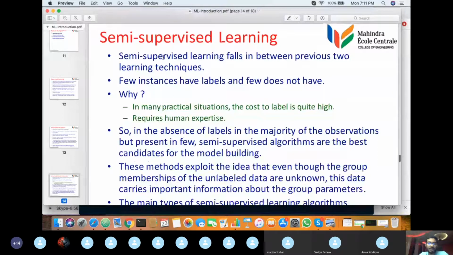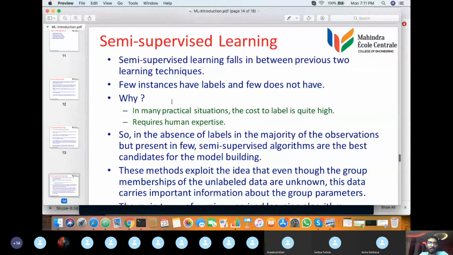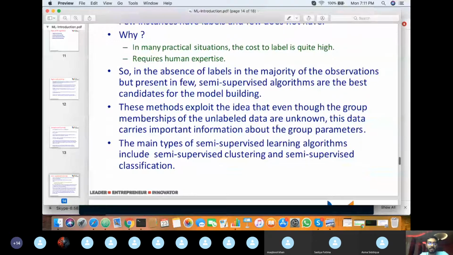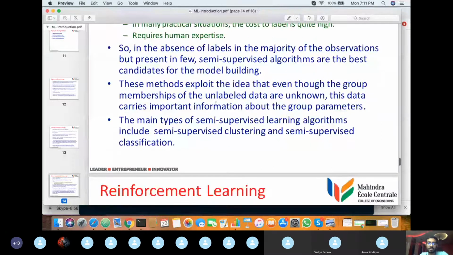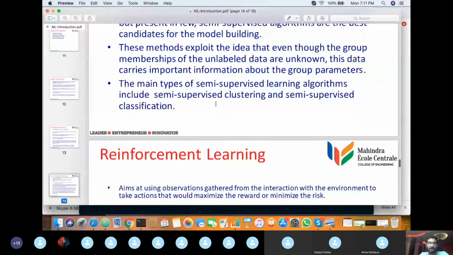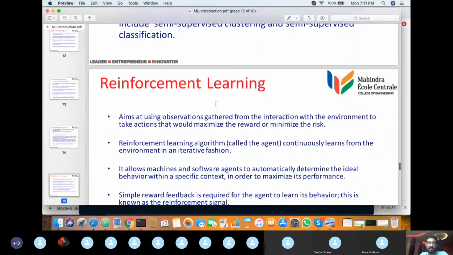As I already mentioned, semi-supervised learning falls in between the previous two learning techniques, because few instances have the labels and few instances don't. So in such cases, what we do is take those that have the labels and train on them. We try to build the best possible model out of the few labels that are present, given the lack of labels. That is basically what semi-supervised learning is.